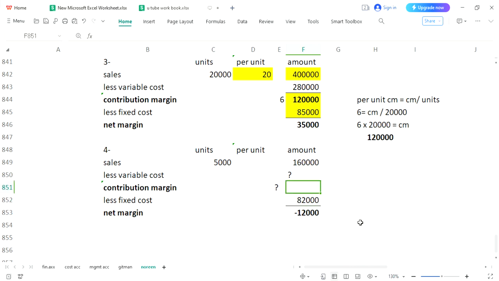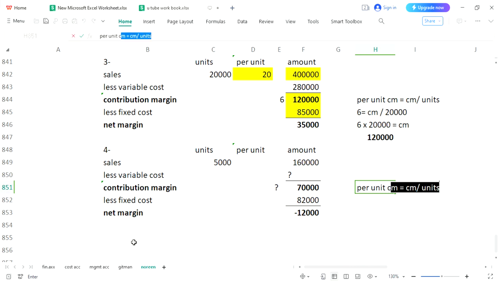Reverse calculation. How? Fixed cost is subtracted in the original way, but when you go in reverse, you change the sign from less to plus. Okay. Now the first amount is minus 12,000, and since you are going in the reverse way, less was the original sign, and now you will change the sign to plus. And how much? 82,000 is your fixed cost. So this way your contribution margin has been calculated.